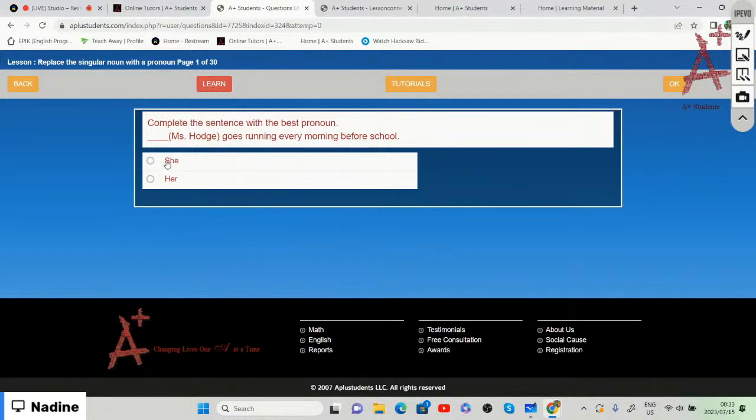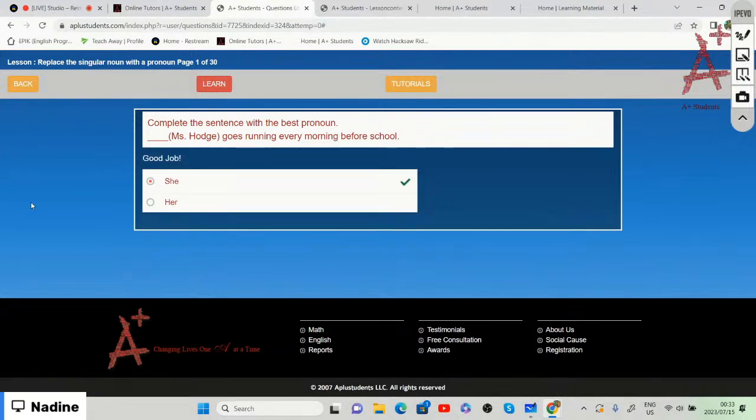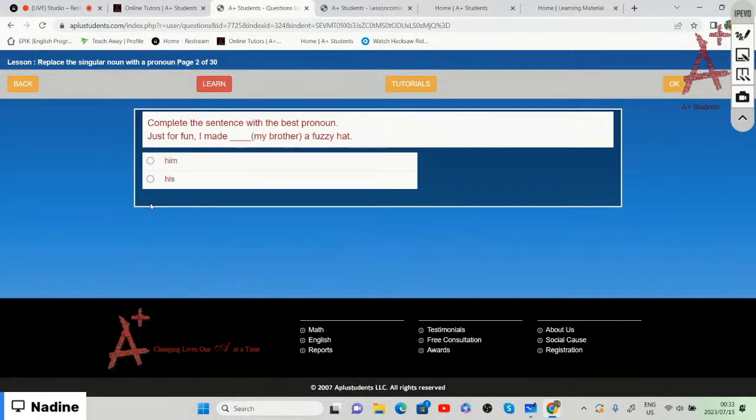All right, so we're going to choose she. She goes running every morning before school, right? So we're going to choose she goes running before school every morning. If you have she, then well done, right? So she replaces Miss Hodge.